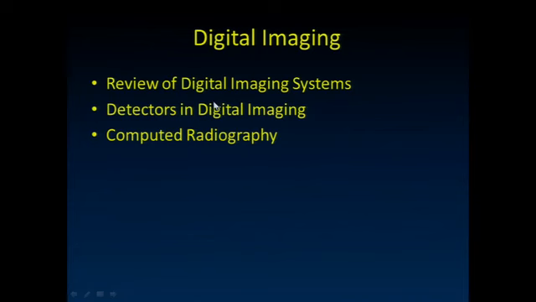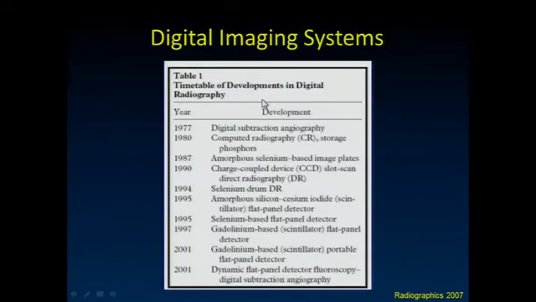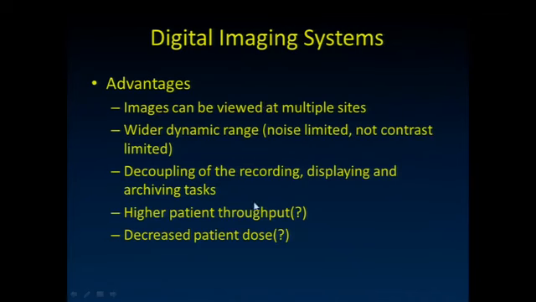Talk a little bit about digital imaging now. We certainly use both grids and something similar to a screen in digital imaging. Really, the advantages of digital imaging, right? We can be viewing images at multiple sites. We've mentioned the fact that they have a wider dynamic range. They're not contrast limited. It decouples the recording, the displaying, and archiving tasks, right?